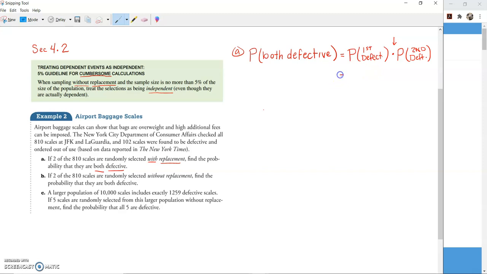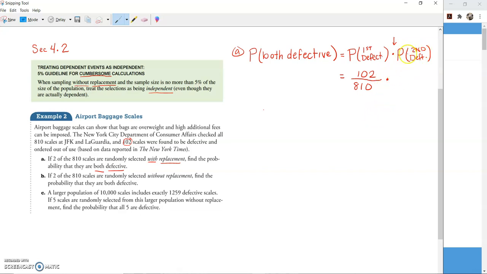So for the first one, I'm selecting one scale out of the 810 scales, and I want to know the probability that the first one's defective. So it told us there were 102 defective scales out of 810 scales. Now this first time we're doing this with replacement, which means when I select that first scale, I make my selection and then I put it back into the list. I put it back into the pile so it could be selected a second time.